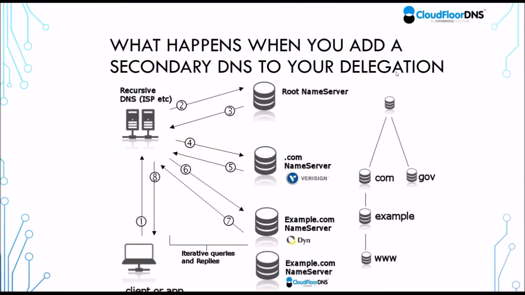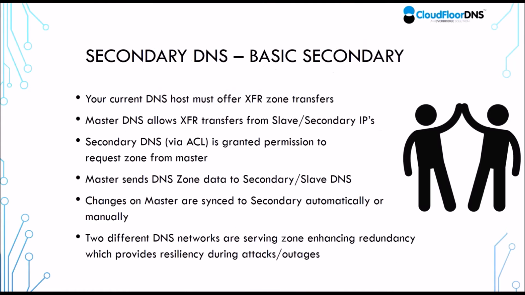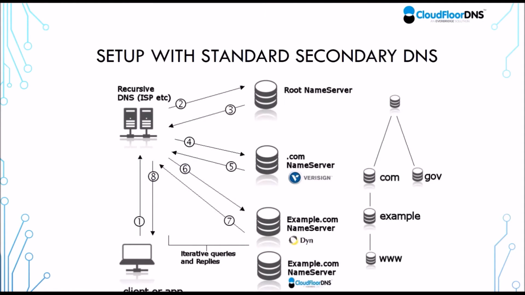So here's an example of what would happen when you actually add secondary DNS to your delegation. So you get it all set up and mirrored, and then what you would do is add in the Dyn name servers here. Let's say Dyn is primary. We added in Cloudflore as a secondary. So now you've got all the same discussions going on between recursive and everything else. Oops, I'm sorry about that.